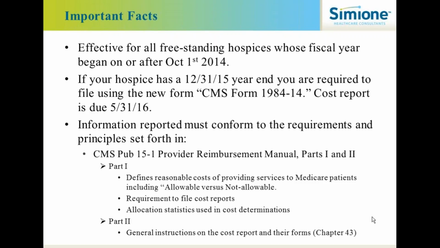Part 1 basically defines the reasonable cost of providing services to Medicare patients, including allowable versus non-allowable, requirements to file your cost reports, talks about the allocations of statistics used in the cost determination, and Part 2 of Publication 15-1 talks about the general instructions on the cost report in their new form. And this new form can be found in Chapter 43 of the manual.